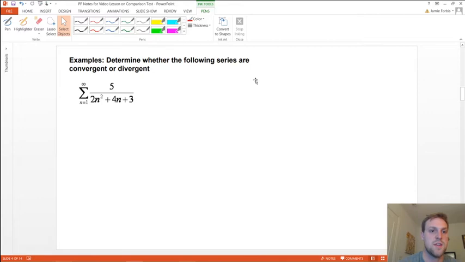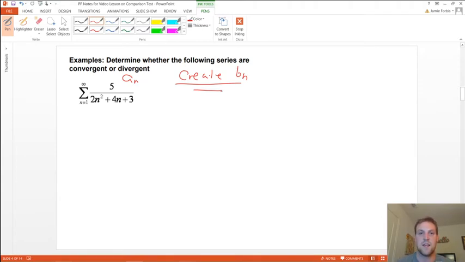So what's going on is this function right here, I'm going to treat this as a sub n. So I need to create a b sub n to compare it to. Whenever you create b sub n, all you got to create is a function that you can clearly identify as always greater than a sub n or always less than a sub n. So I usually try to build it based off of my leading coefficients here. So I'm seeing that we got b sub n equals 5 over 2n squared.